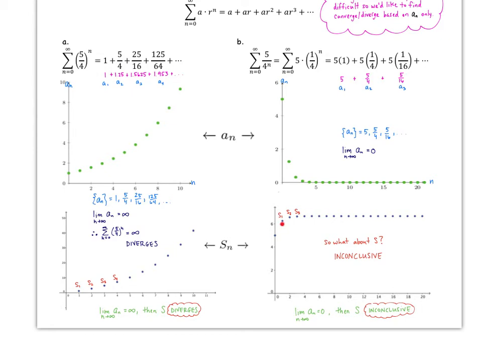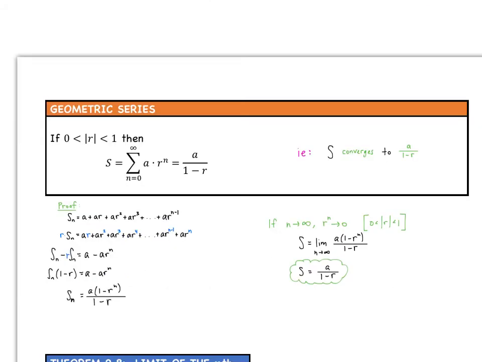If we look at this graph, this is S1, then S2 is the sum of the first 2 terms, sum of the first 3 terms, 4 terms, 5 terms, etc. We're adding these up. What happens? Well, it's inconclusive. So if the limit of our sequence equals 0, then the conclusion about our series is inconclusive. We don't know what the sum of this series actually is. So that's the difference there. Let's move on to the next page and take a look at geometric series more closely.